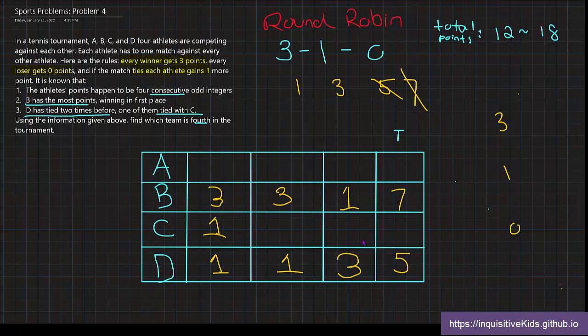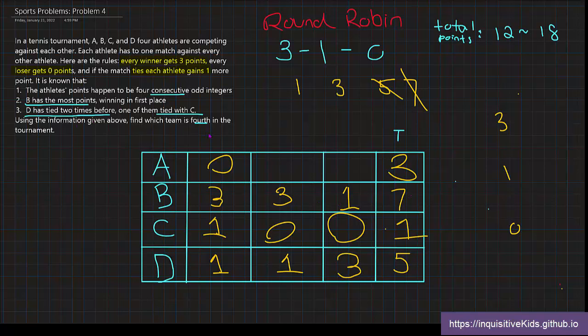So here's what we can do. Now what we're trying to do is get this 0 somewhere here. So we can add 2 zeros to C's column and 1 zero right here. 1 plus 0 plus 0 is equal to 1, which makes C have a total of what? Of 1 point. And A will have to take the 3, of course.